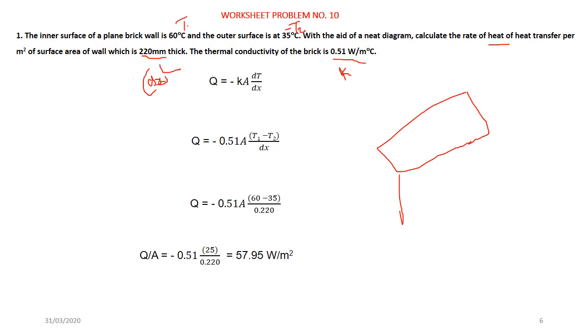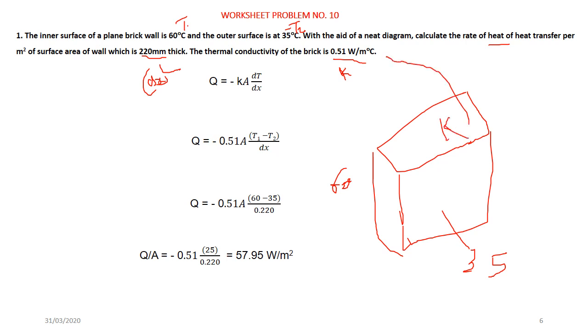Considering the temperature on one side is 60 here, and this side is say 35 degrees Celsius. And the thermal conductivity of this plain wall, the K, is given, and the thickness of the wall is how much? 220 millimeter. Okay, this is the problem.